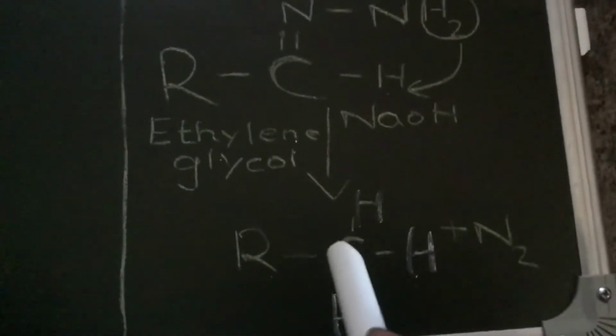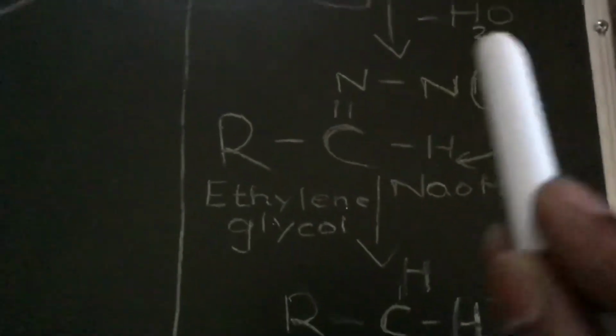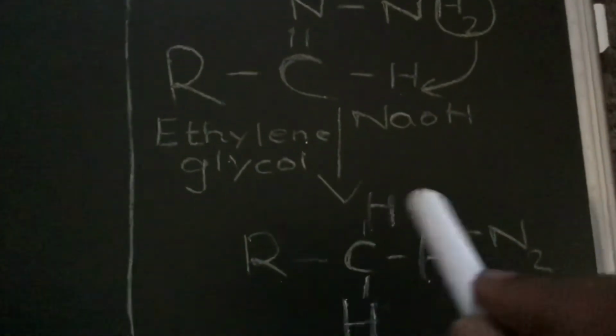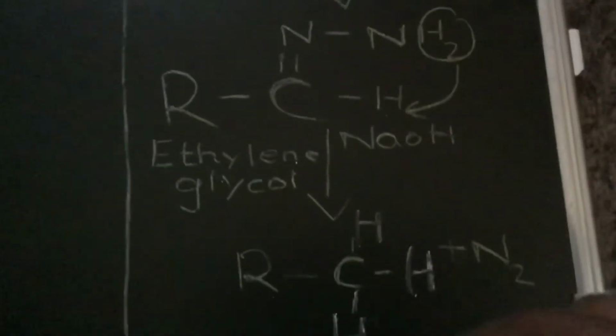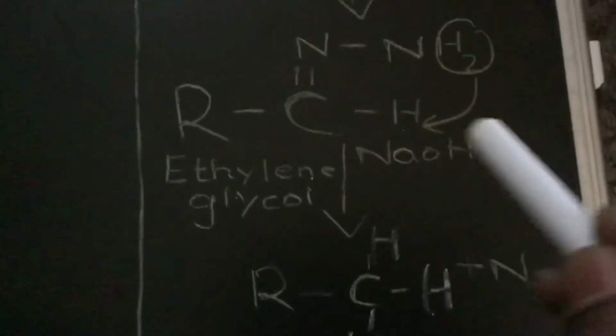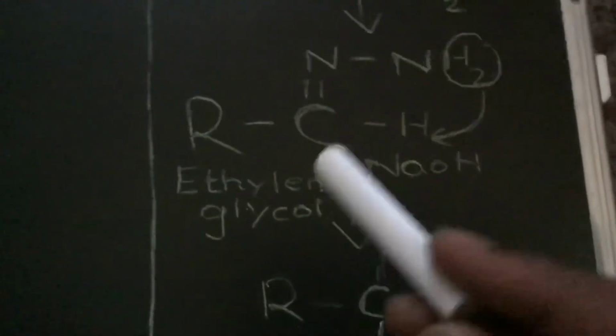But what we actually need is just alkanes. So we need to free this compound here. We just need alkanes. So it's like methane, ethane, propane. We just need alkanes. So we have to treat it with ethylene glycol and NaOH. What it does is separate this functional group from the carbon chain.